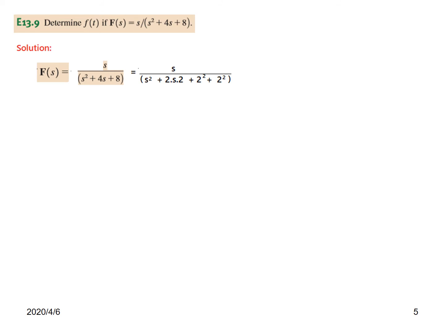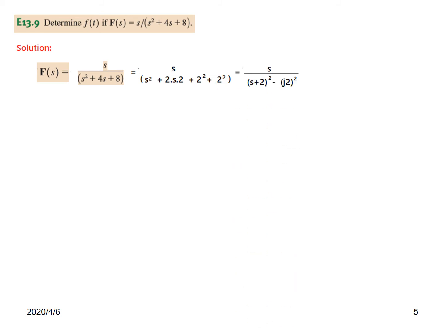So we can write it as s square plus 2ab, so 2s into 2. That means we need a 2 square here. 2 square is equal to 4. So out of 8 we have taken 4, so 4 remains here. So 2 square.